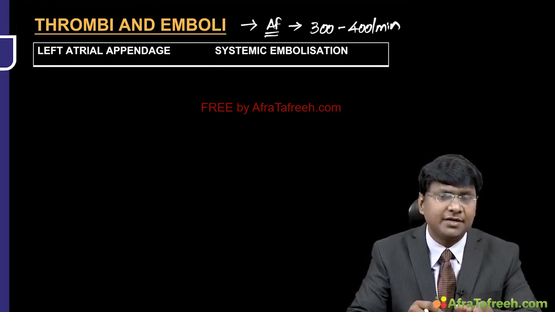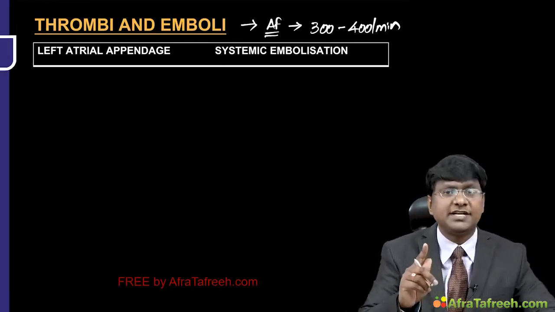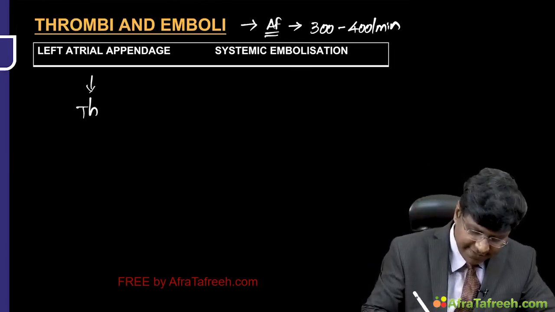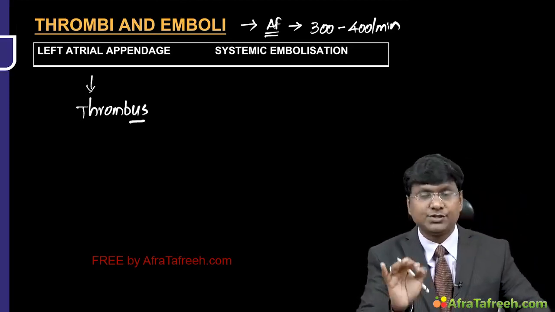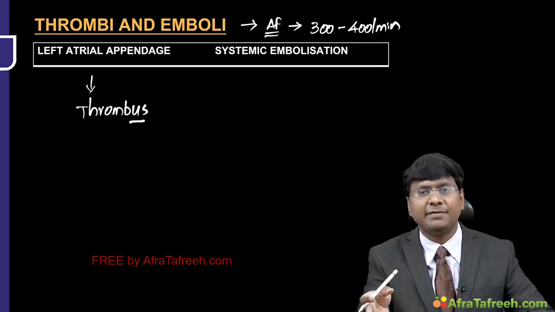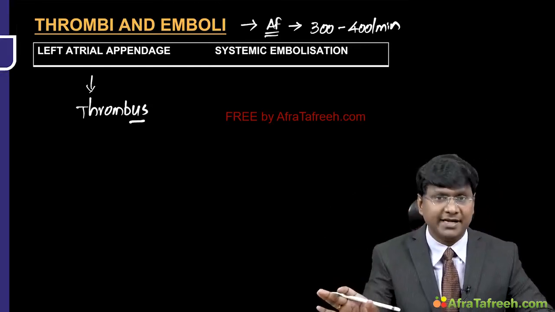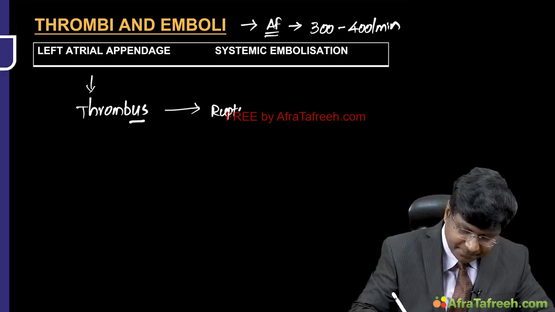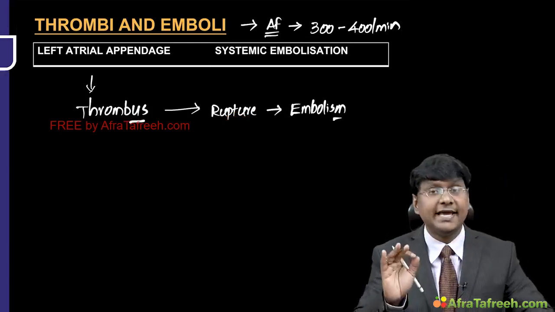Once there is a feeble left atrial contraction, there can be stasis of the blood, and that particular stasis of the blood is responsible for the formation of the thrombus. This thrombus is formed and it hides in the left atrial appendage. So in a patient with mitral stenosis causing atrial fibrillation, what will be the site of thrombus formation? That will be the left atrial appendage. Okay. Now this thrombus can rupture, causing embolism. Right? It can rupture, causing embolism.